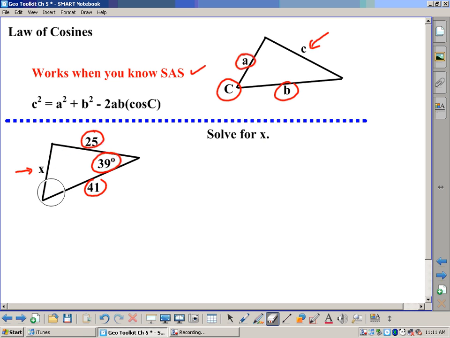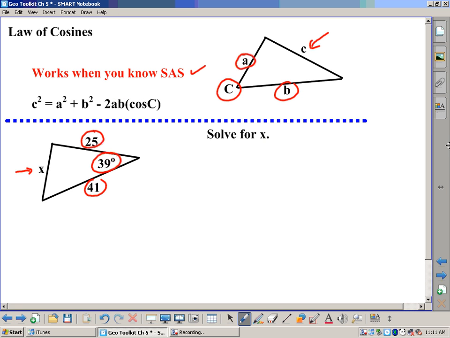So this is how the formula works. The side that we're trying to find, we'll call that C in this case. So that's the one opposite the angle we know. So it's C squared equals A squared plus B squared. So it's the two sides we know that are adjacent to each other, square and add them together, minus 2 times A times B times cosine of angle C.